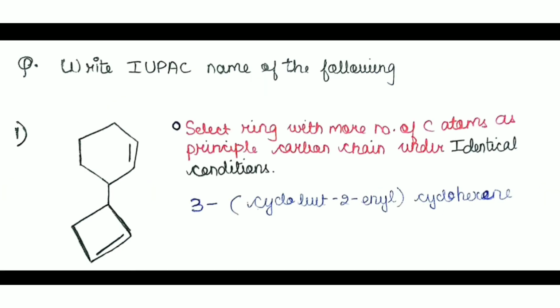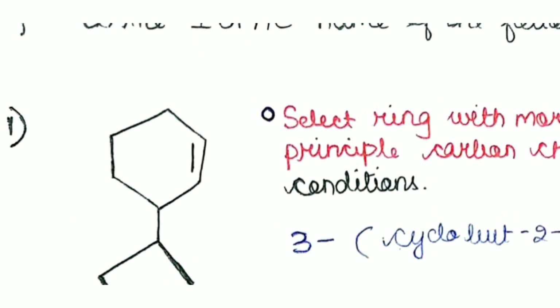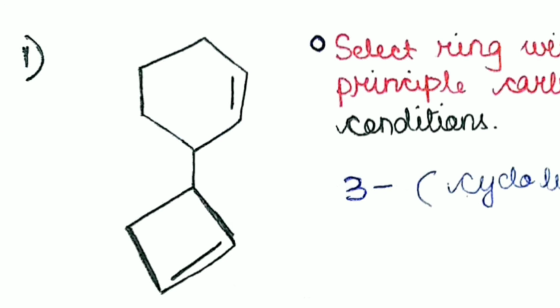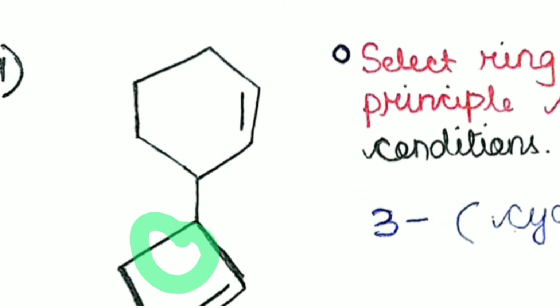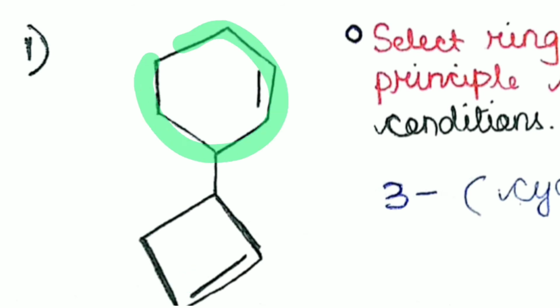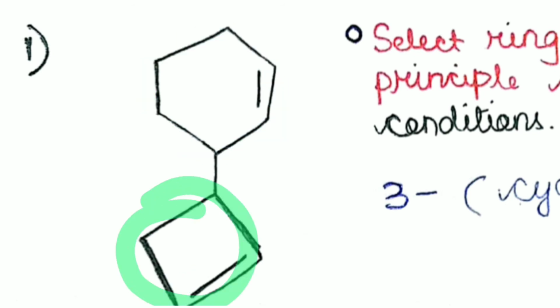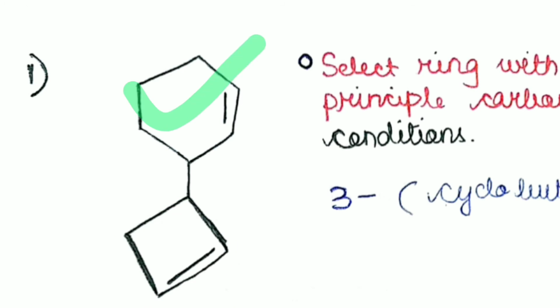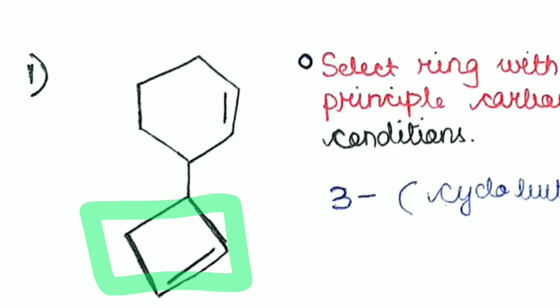This is the next question in which we have 2 rings attached to each other, both of which have 1 double bond respectively. So what's going to be our principal carbon chain, guys, out of these? So we can see that this is a 6 carbon ring and this is a 4 carbon ring. So that's the hint, guys. So a 6 carbon ring will obviously be the principal carbon chain and the 4 carbon ring will be the substituent. That's the hint that we are going to use for naming this compound.